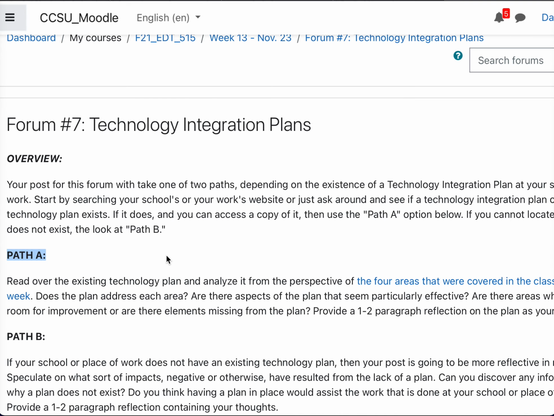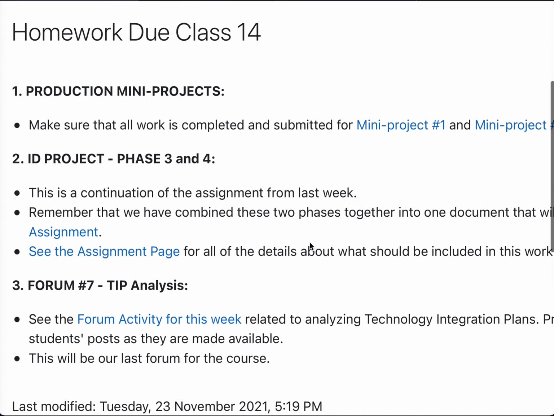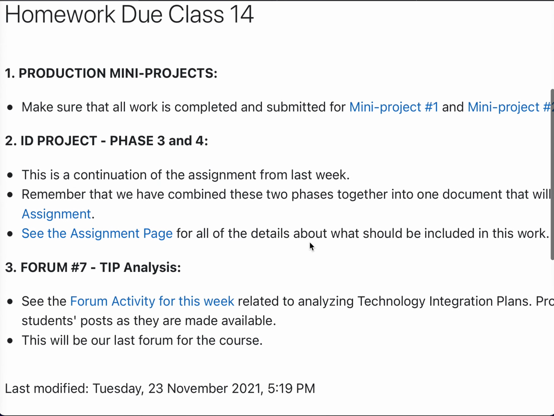So really, in terms of remaining work at this point, the only thing that hasn't been assigned is that final ID document, which is what I will talk about next week. But we've got phase 3, 4. We've got this final forum, mini projects if you haven't wrapped those up yet. And we're really heading into the final stretch here. Any final thoughts, questions, concerns? All of this is here in the Moodle for review if you need any follow-up on them.